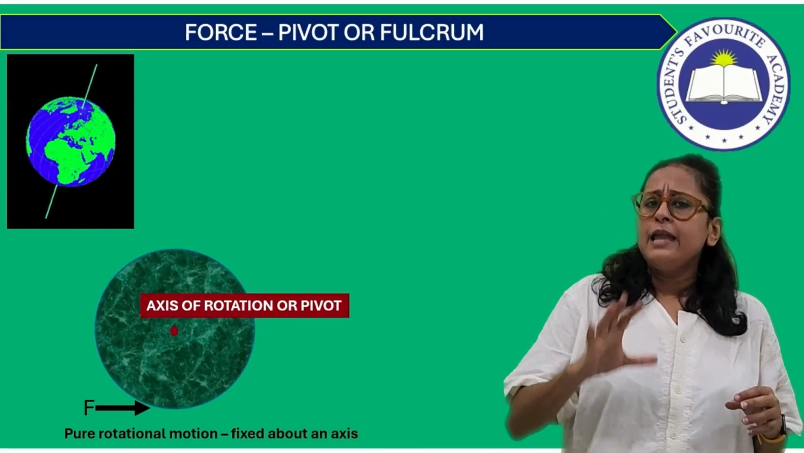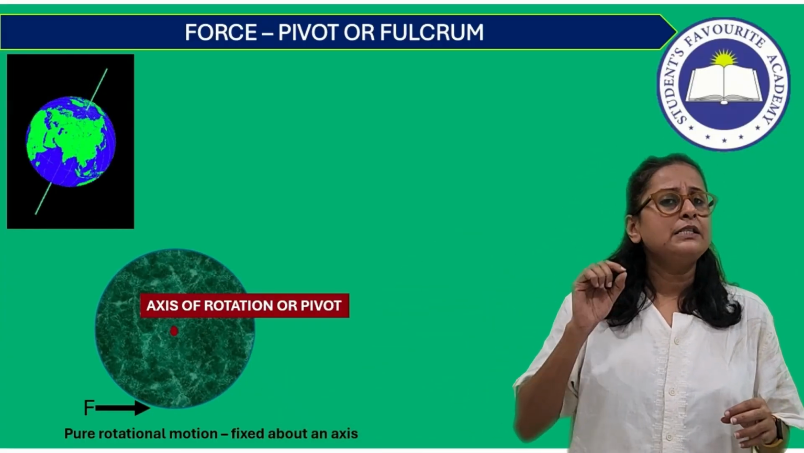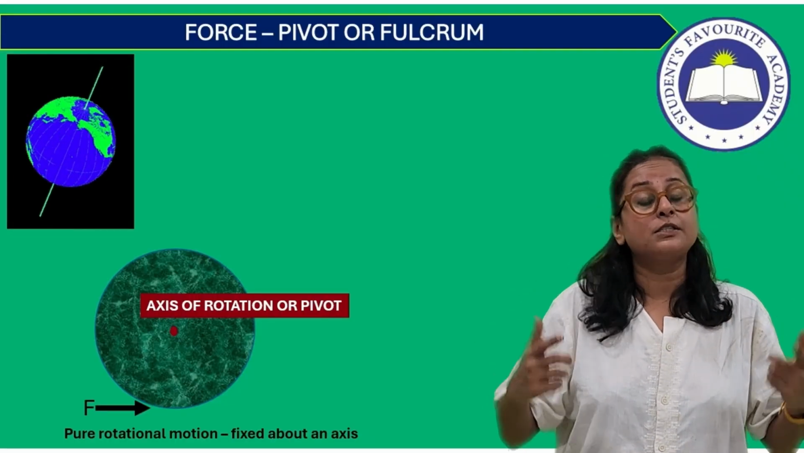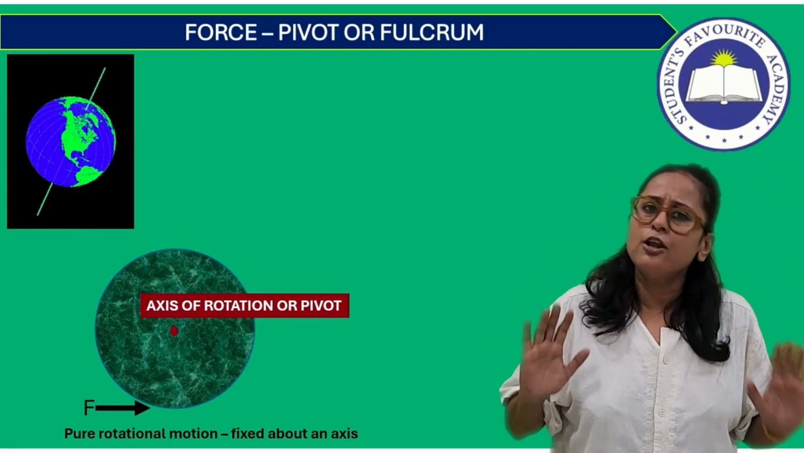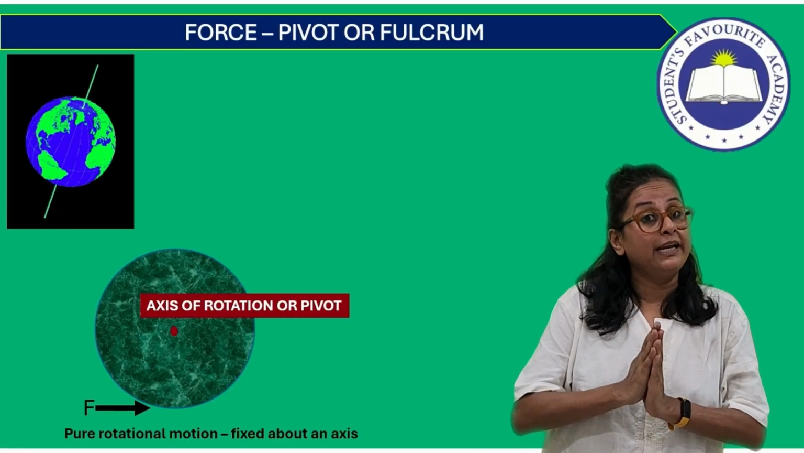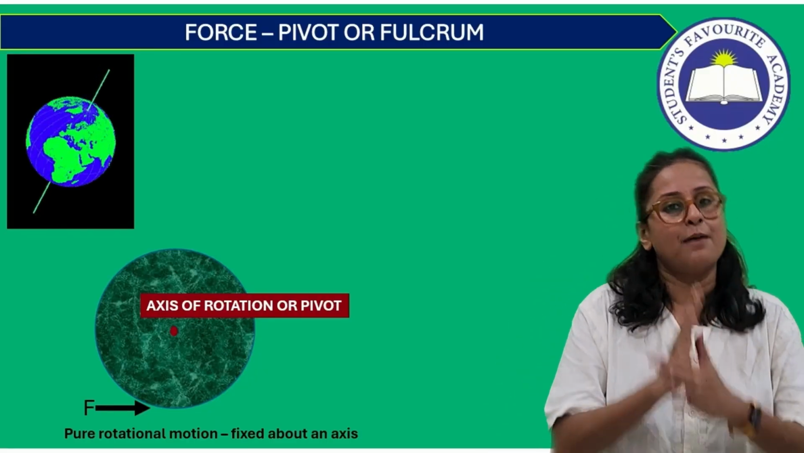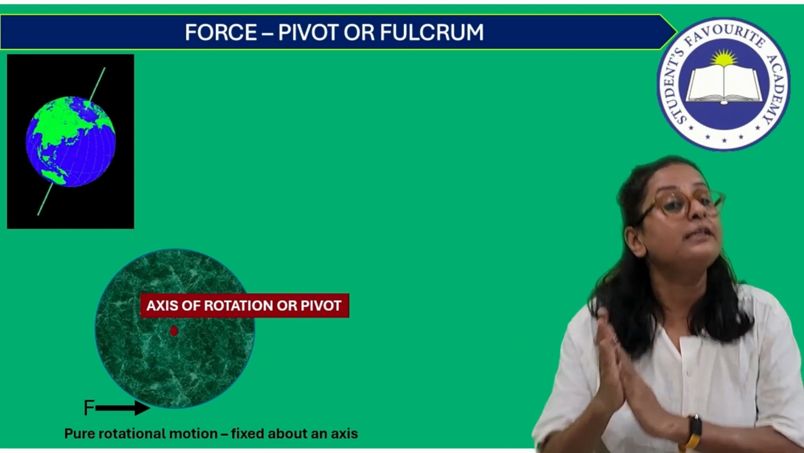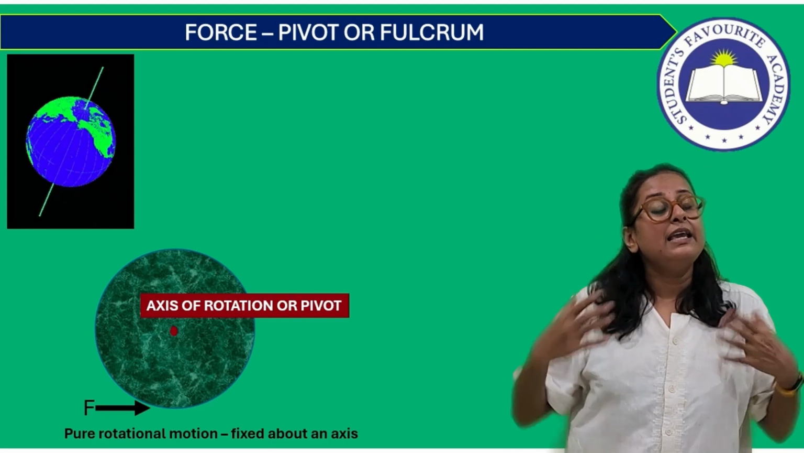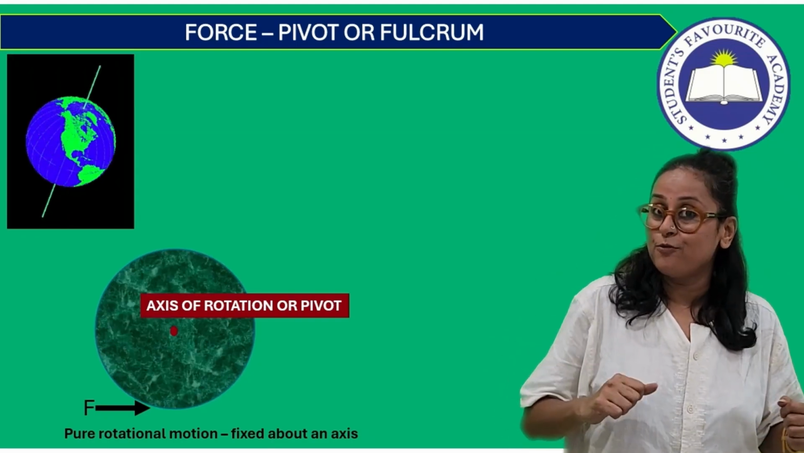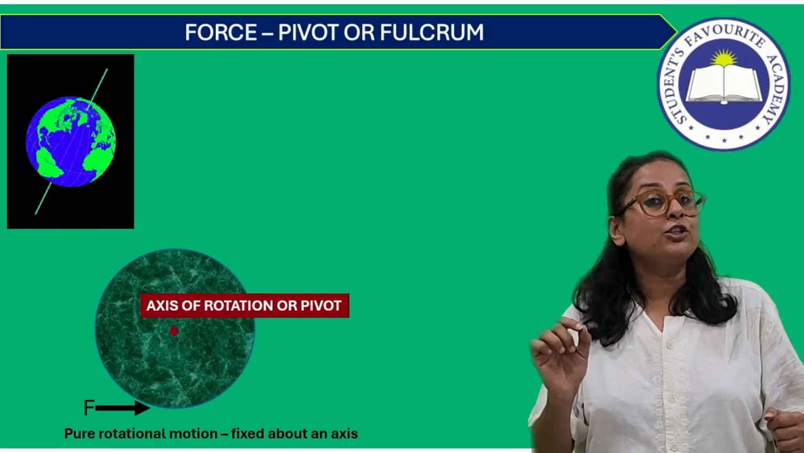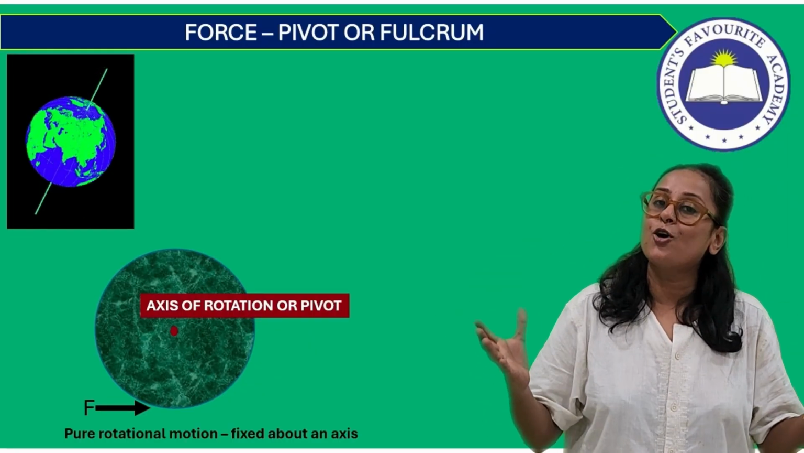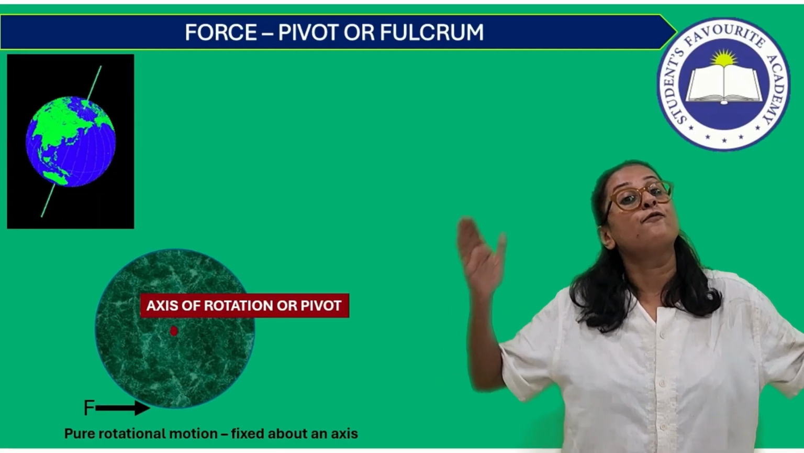The type of motion that is caused by a regular force on an object which is fixed about a point, or fixed about an axis, is a different type of motion, and this motion is identified by a term called moment of force.